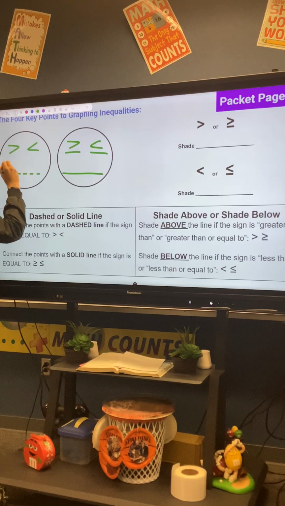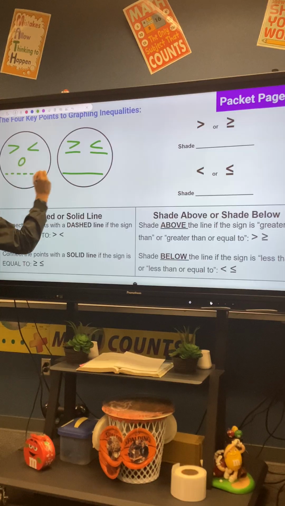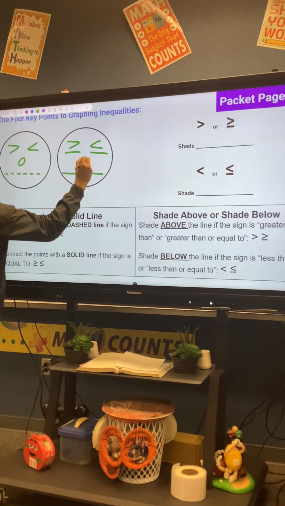You forget his nose. What's his nose again? The circle, open or closed. There it is. Look at you.